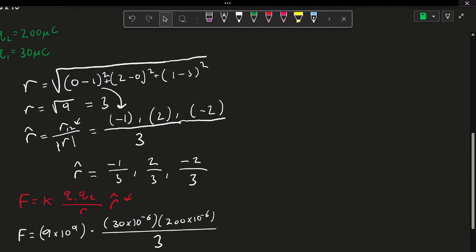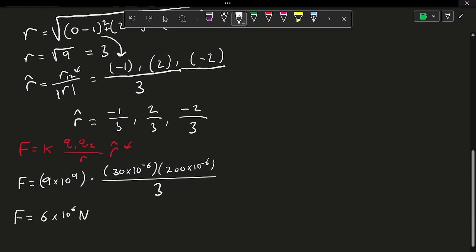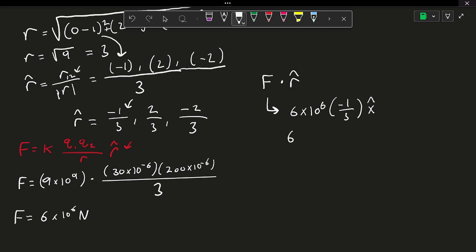Now, we need to find our direction. This is done by multiplying F, which is our magnitude, times the r hat that we found earlier. So what we're going to do is 6 times 10 to the 6th times negative 1 over 3. That's going to be our x hat direction. Again, for the y hat, it's 6 times 10 to the 6th, this time times 2/3 in the y hat. Lastly, the z hat, 6 times 10 to the 6th, negative 2 over 3, z hat.